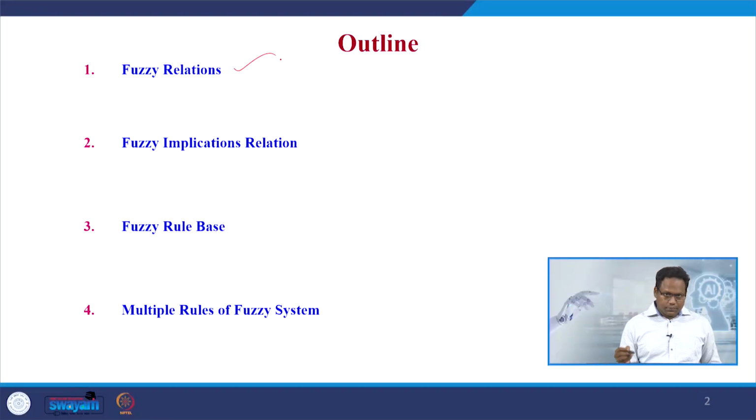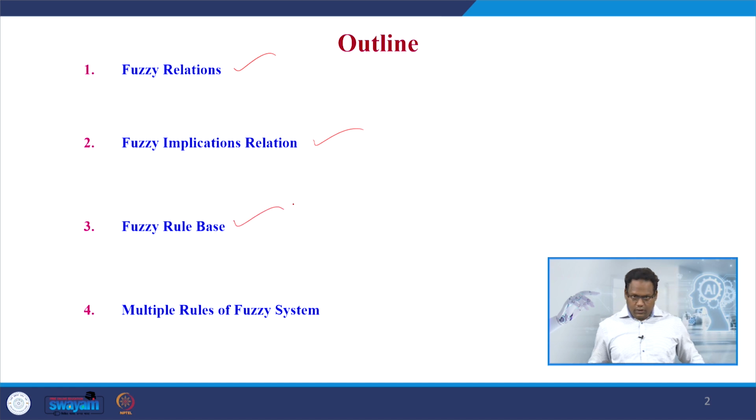We are going to start a lecture on fuzzy relations and rule base. The outline of this lecture will be fuzzy relations with some example and fuzzy implications relation. Then we will get into the fuzzy rule base, which forms the fundamentals of fuzzy logic, and then we will have finally multiple rules of fuzzy system, precisely a continuous fuzzy system.